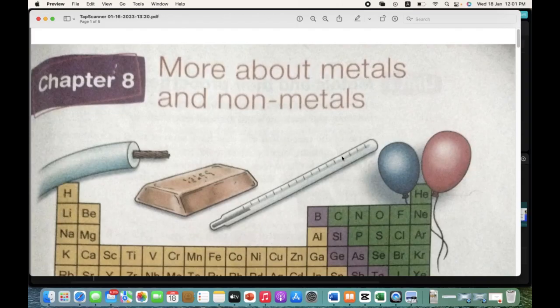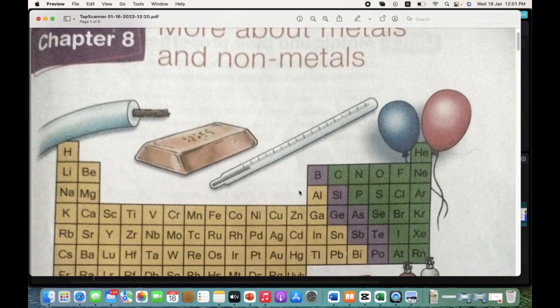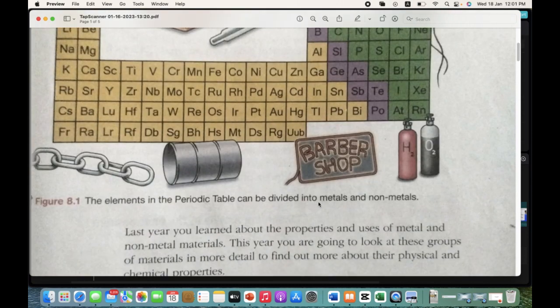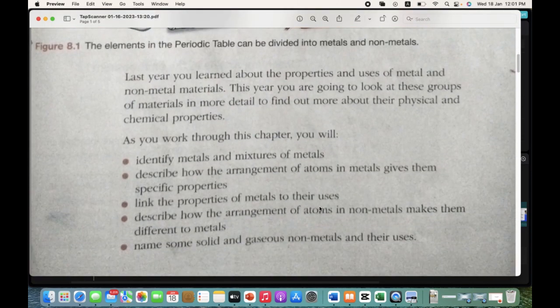So today we have what we call science. This is chapter 8, and the topic is about metals and non-metals. So at the end of this chapter, these are the following things we are expected to understand. First, we're supposed to be able to identify metals and mixtures of metals.